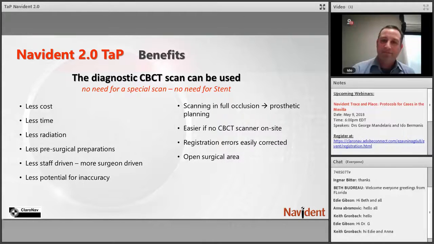Without the stent, we can now scan the patient in full occlusion, which makes it easier for a virtual prosthetic planning. If we do not have a CBCT scan in office, it wouldn't make it difficult for us. And the registration errors can be easily corrected. We simply repeat the registration. And lastly, the surgical area is kept wide open without stent interference.